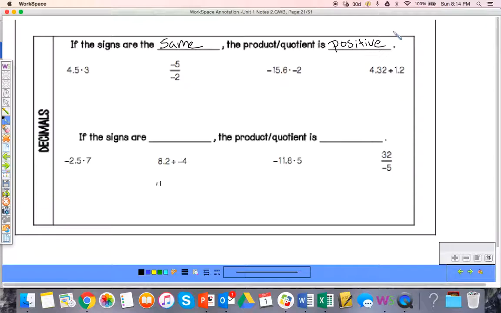Okay? So if we were going to do 4.5 times 3, we would do 3 times 5. It's 15. We bring our 1 over. 3 times 4 is 12. Plus 1 is 13. Okay? We only have one decimal place. So we bring it over 1 and put it in between the 3 and the 5. So if we look, we have a positive and a positive. So that means that our answer stays positive.